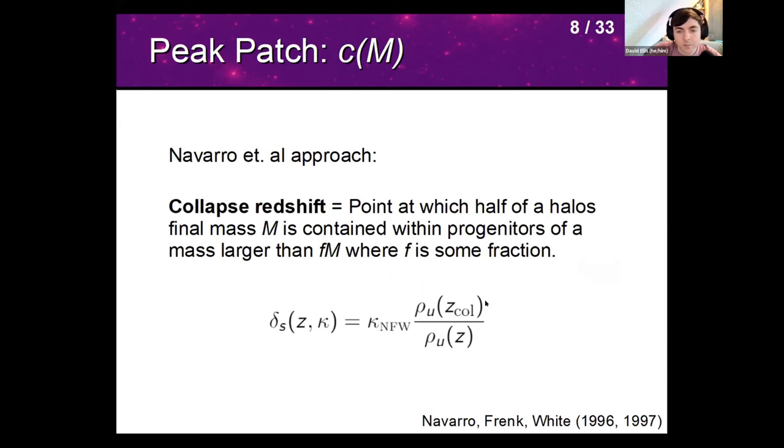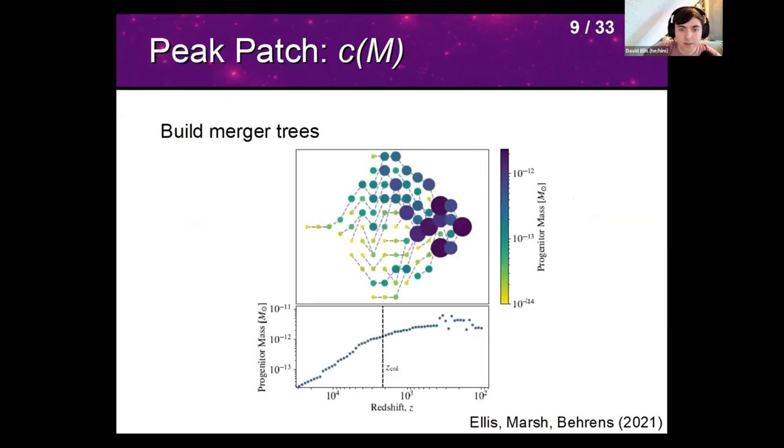Because peak patch takes so little time to run, and we can generate many, many snapshots because the data output is so much smaller than N-body, we can calculate the collapse redshifts for many, many halos. We do this by building up merger trees that look like this. For each of our final halos, we can iteratively look inside them at earlier redshifts and therefore calculate the collapse redshift.